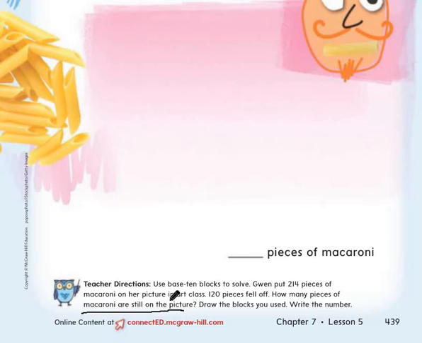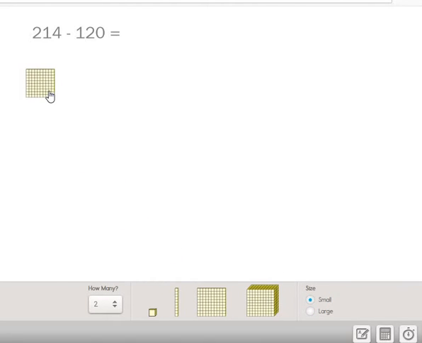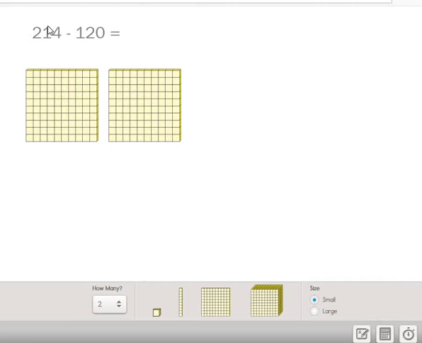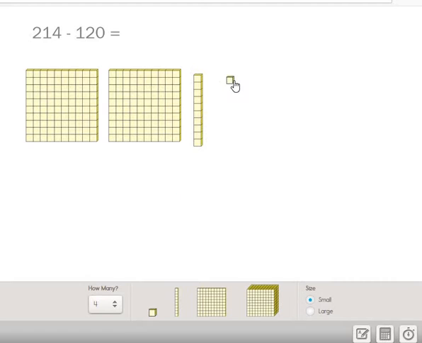Let's model the problem. To find that, we need to subtract 214 minus 120. To model the first number, we need 200 blocks. So 200 blocks. Here they are. And we need 10, so 10. What about ones? How many ones do we need? Yes, we need 4 unit blocks. 4 unit blocks. Here they are.